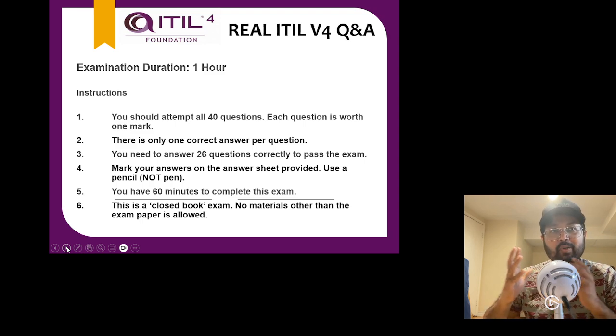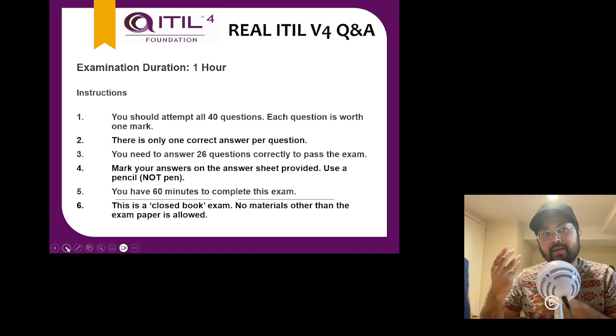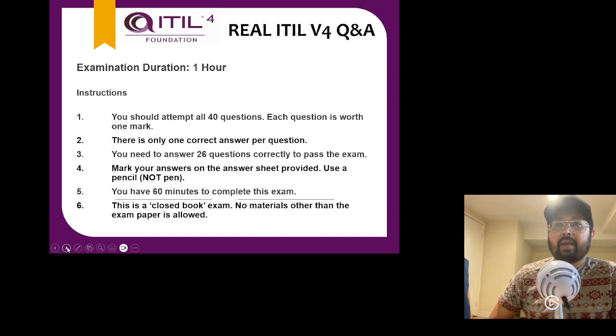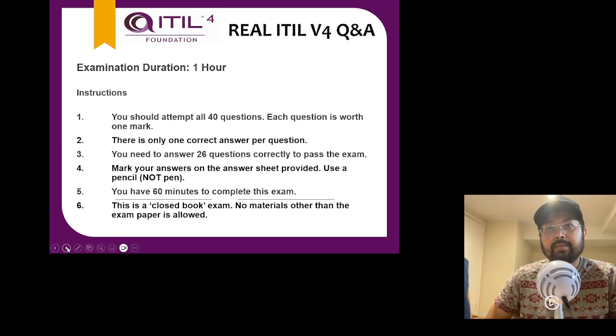Compared to multiple choice, single choice questions are easier. You need to answer 26 questions correctly to pass the test. Mark your answer on the answer sheet provided. Use a pencil if you are going for the paper-based test, but I believe most of you will go for a CBT, or computer-based test, and you have 60 minutes to complete it. This is a closed book exam, so no materials other than the paper will be allowed.